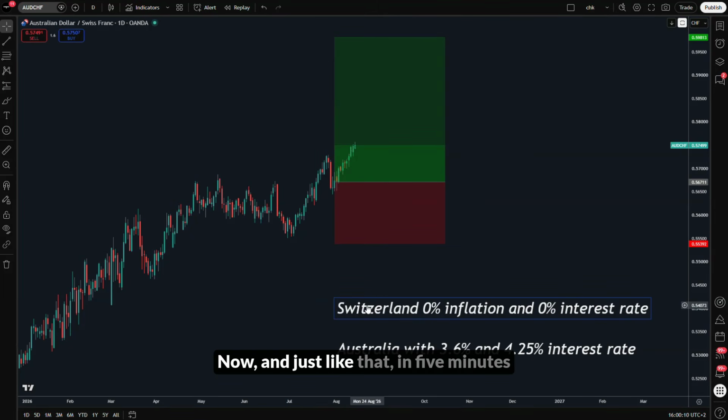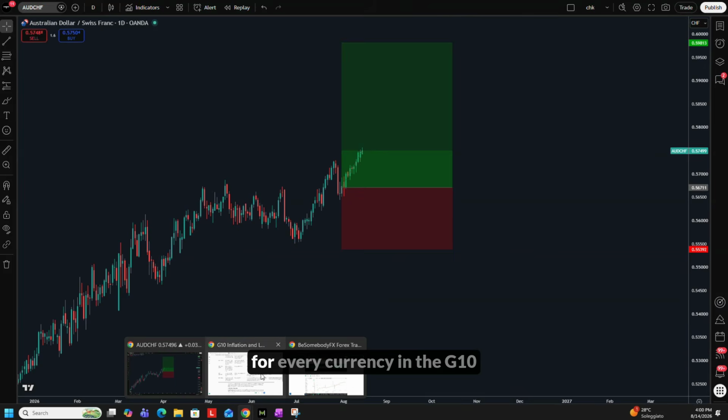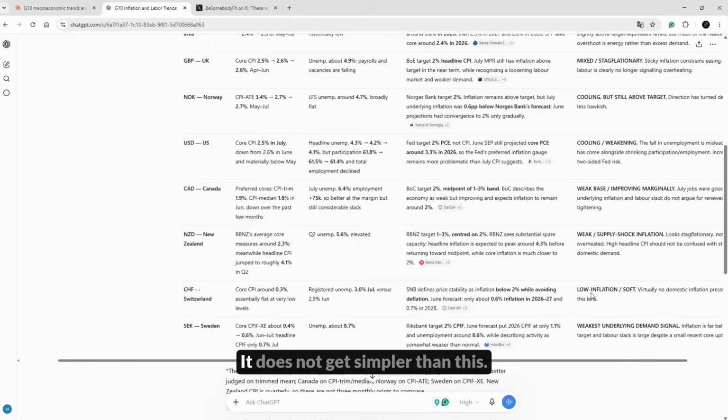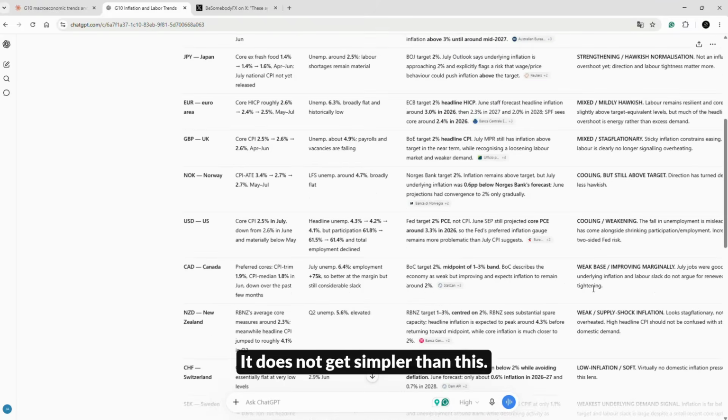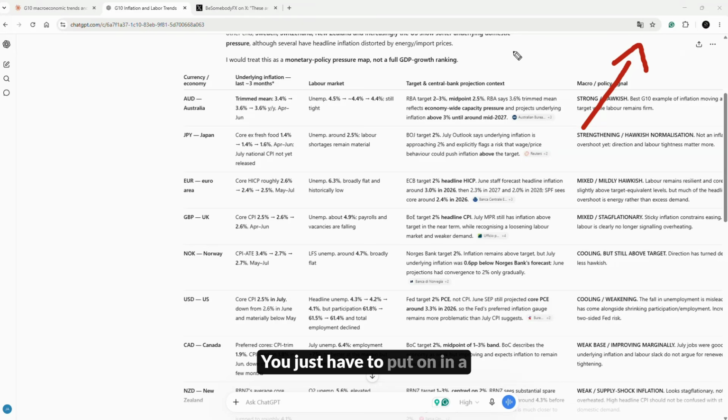Now, just like that, in 5 minutes or less, you have done with ChatGPT a solid fundamental analysis for every currency in the G10. It does not get simpler than this. You just have to understand exactly what's going on behind these numbers and why these numbers actually matter for the currency. If you want to go deeper in this, you can watch our educational videos, which go as deep as you want, and they're completely free. You just have to put in a little bit of time to actually understand what's going on.